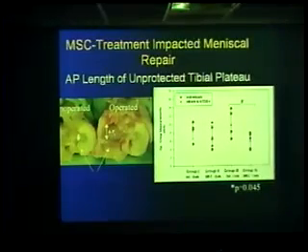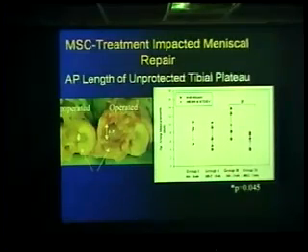So this is really dramatic. This is the unprotected surface of the medial tibial plateau, which you see here. But all this area of tissue here is newly formed, newly repaired meniscus. And when we measure the AP distance, the anterior-posterior distance of a length of unprotected tibial plateau, we find a significant difference in this group here, for instance, versus this group.